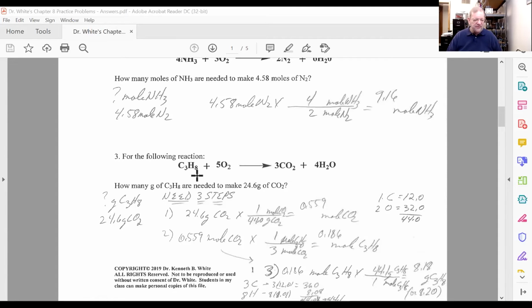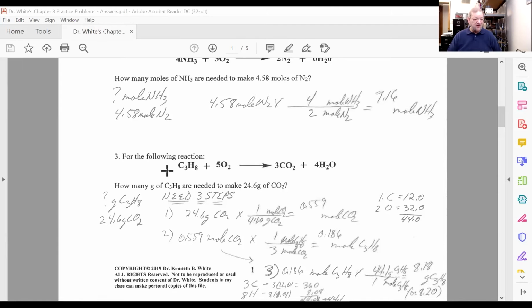All right. If we look at this problem, how many grams of C3H8 propane are needed to make 24.6 grams of carbon dioxide, CO2, 10 points or something like this. And so I'm trying to find grams of propane. I'm given grams of CO2. There's no way I can go from grams of one substance to grams of another with a balanced chemical equation.